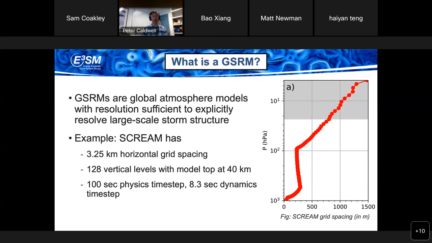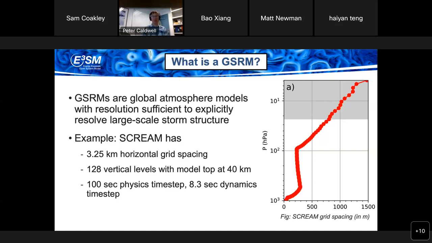In SCREAM, we have 128 vertical layers. Our model top is at 40 kilometers, and so we're not doing a very good job with the stratosphere, which is a problem if you want to do seasonal to decadal prediction. So you guys will be interested in that. The choice of having a 40-kilometer top was because I love boundary layer clouds, and I wanted to see how well we could do with low clouds as a starting point. But it's really easy. You don't have to change any code at all in order to make the model top higher. So that's something that we intend to do sometime in the future. It's just a question of where you are going to spend your computational resources.